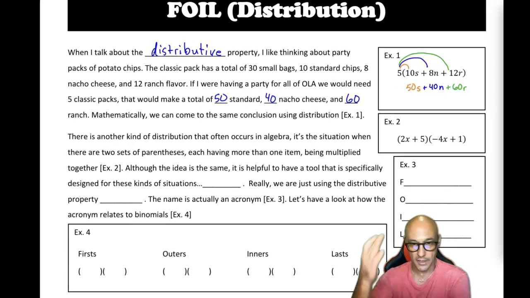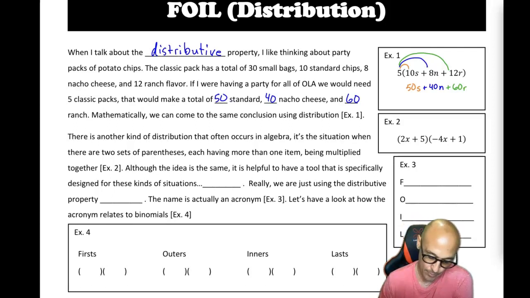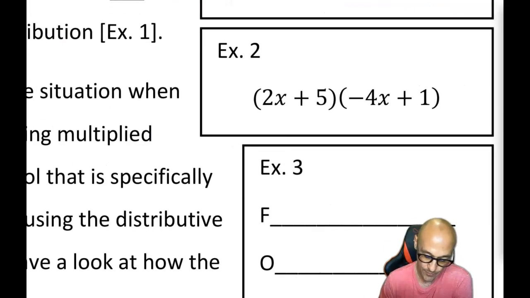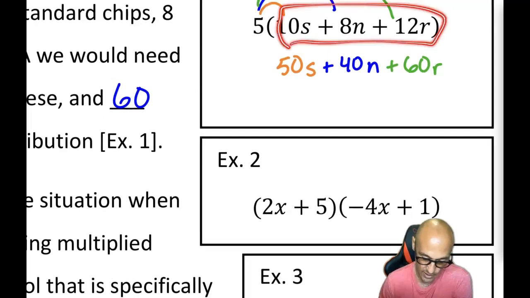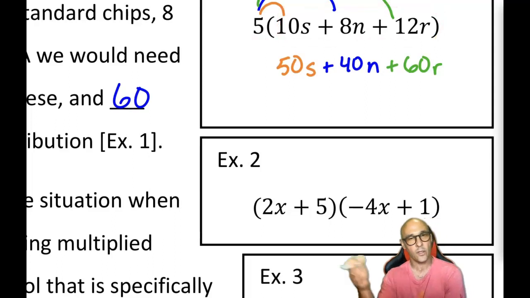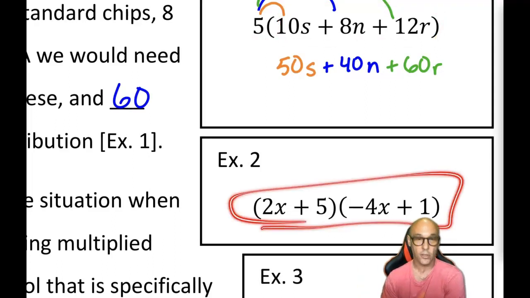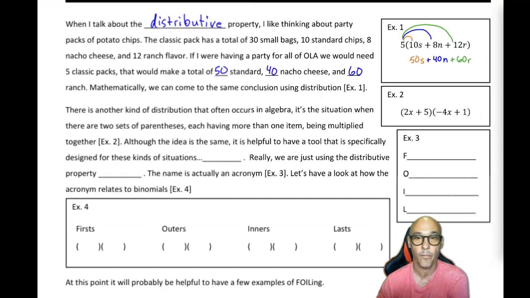Mathematically, I just did that, example 1. There's another kind of distribution that often occurs in algebra. It's the situation when there are 2 sets of parentheses, each having more than one item being multiplied together. So example 2 here is a situation like that. Here's one set of parentheses and another set of parentheses. Notice that there's 2 in here and 2 in there. Up here, there were 3 inside and 1 outside. So this is a special kind of distribution.